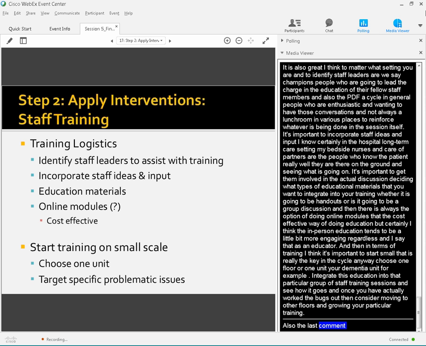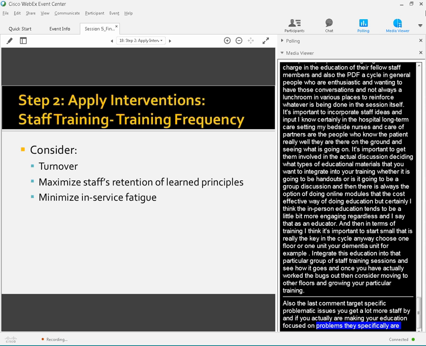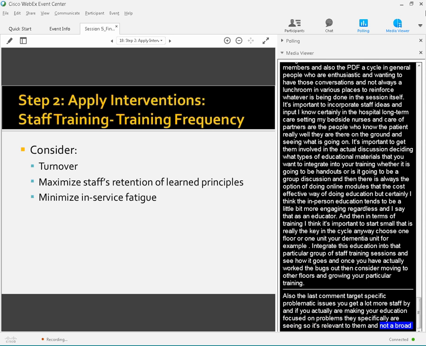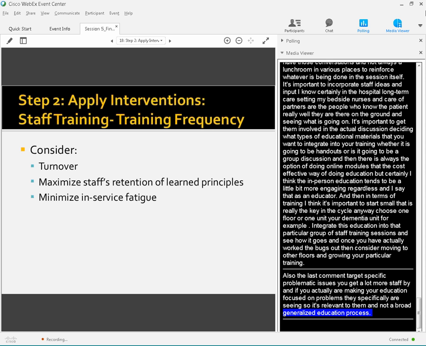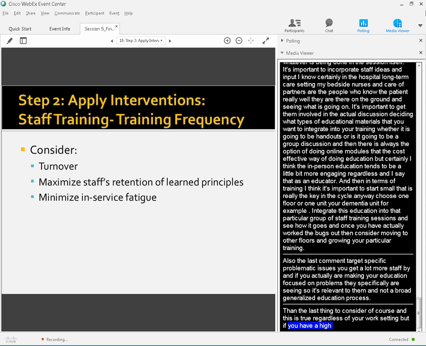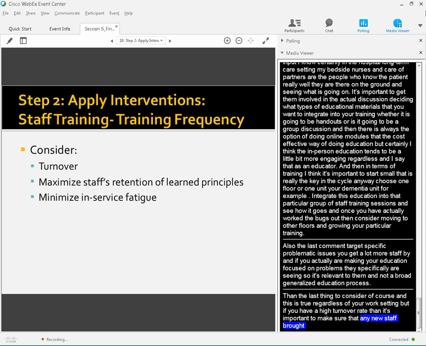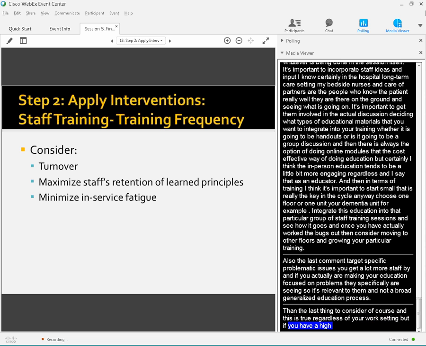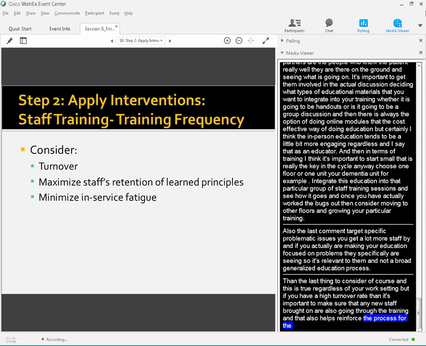And then the last thing to consider, of course, and this is true regardless of your work setting, but if you have a high turnover rate, then it's important to make sure that any new staff who are brought on are also going through this training. And that also helps reinforce the process for the staff that are still there. And then there's the trick of balancing out and making sure that you're not having in-services every day, which can cause fatigue. And so being sort of savvy as to how to schedule these in-services.